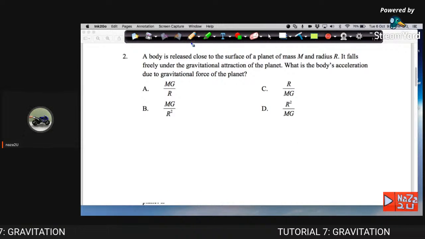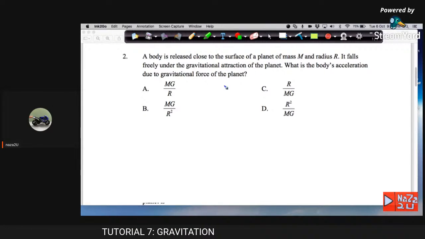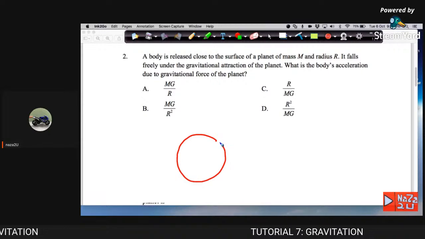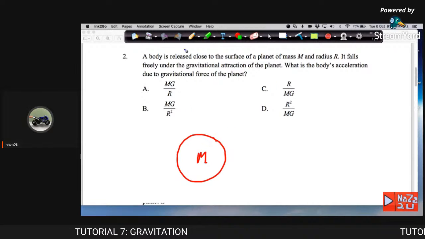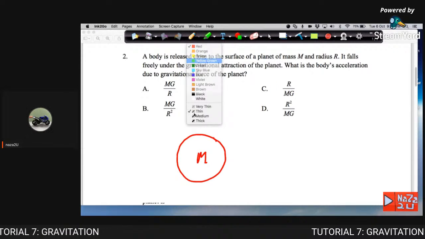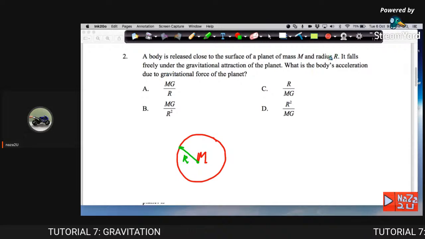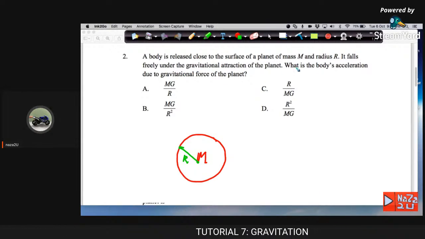Body is released close to the surface of a planet of mass m. Say you have the planet, mass M and radius R. It falls freely under the gravitational attraction of the planet. What is the body's acceleration due to the gravitational force of the planet?